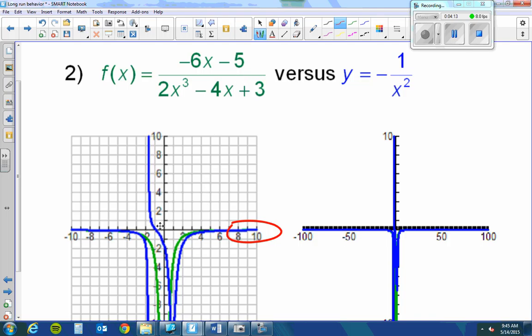But to find out where it crosses, you find out when it equals 0. Okay, and they both happen at different times.